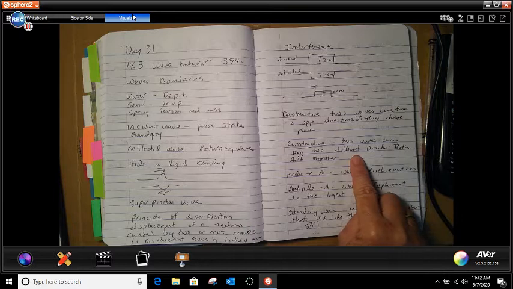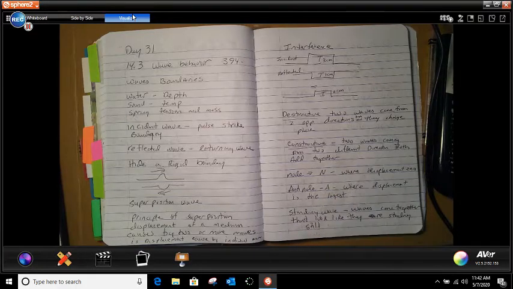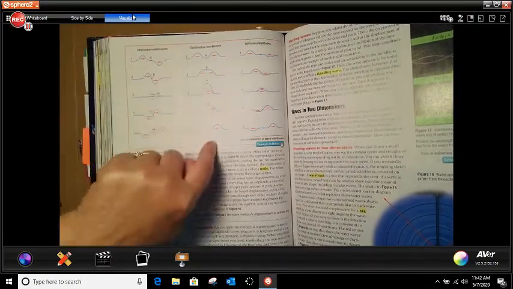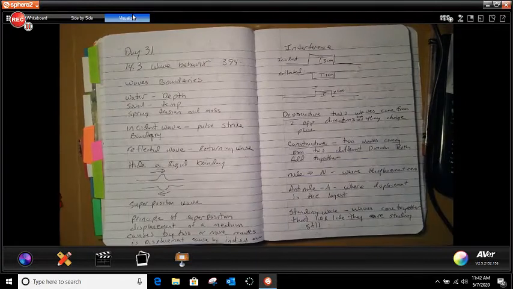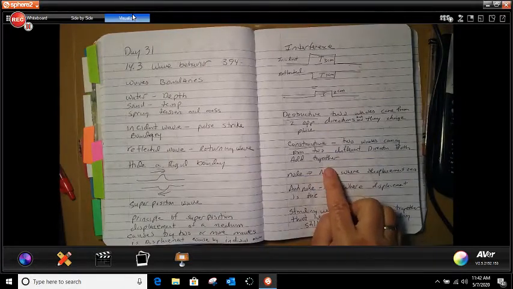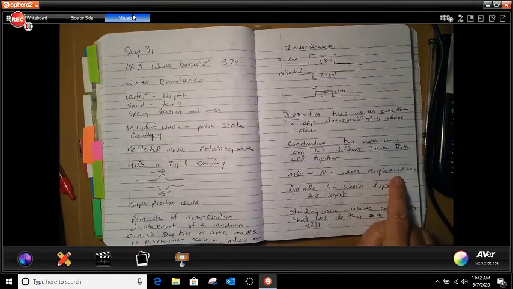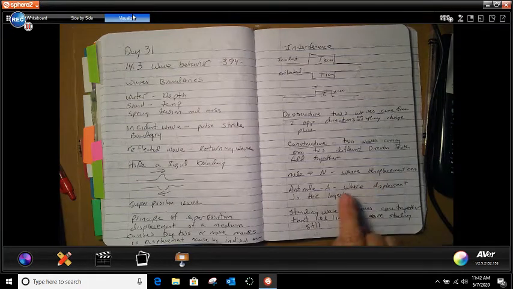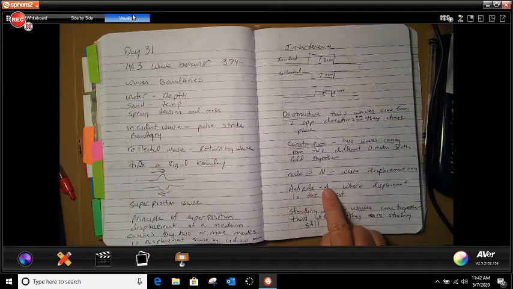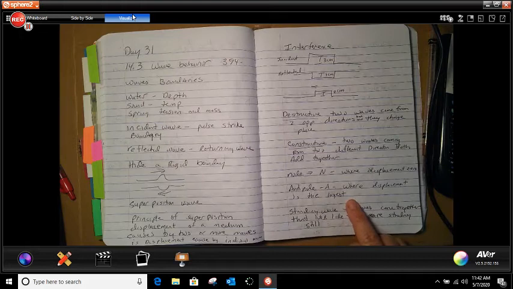So I did not draw the picture, but there was a really good picture in the textbook that had to do with these two right here. And you could draw these if you want to, if you still don't understand the concept. Okay? We have what's called a node, which is where the displacement is 0. And then you have what's called an antinode, and that's A, and that's where the displacement is the largest.